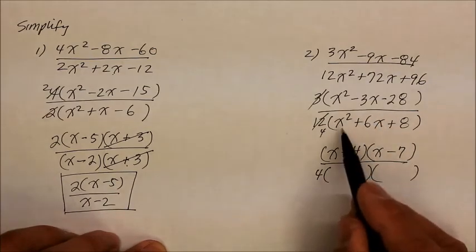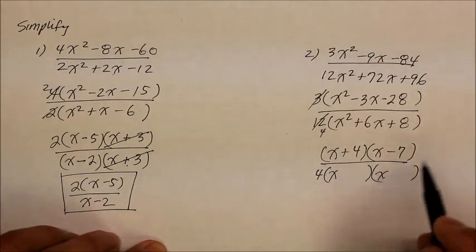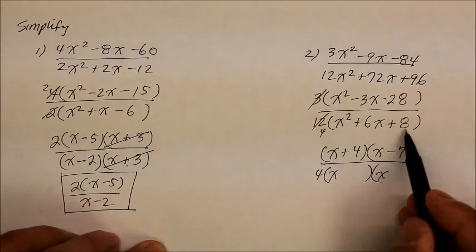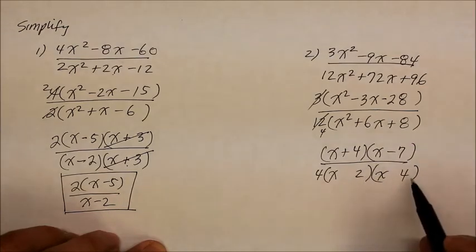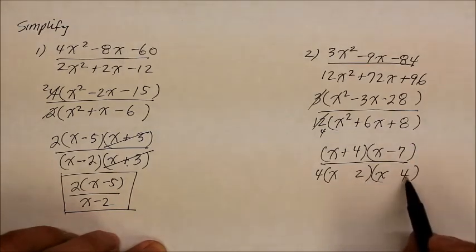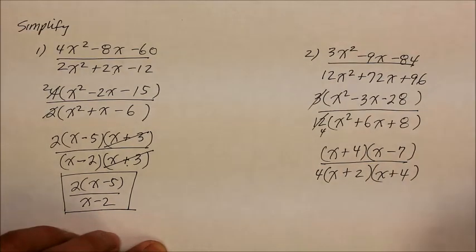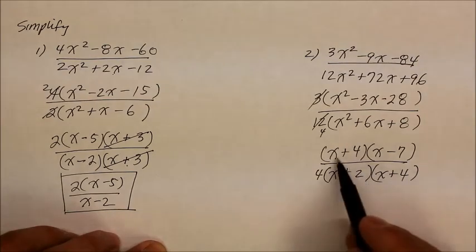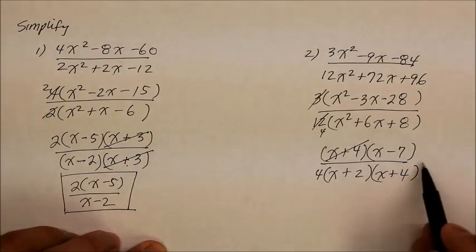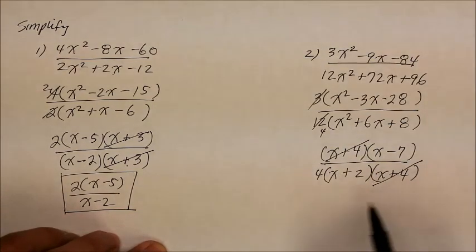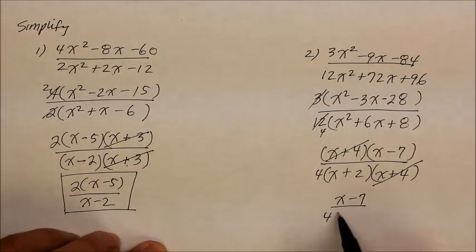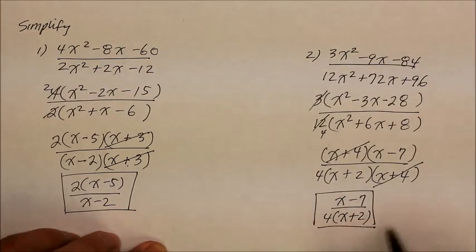Now down here, x and x is x squared. 8 is going to give me 2 times 4. And what must their signs be? If I add them, it becomes positive 6 in the middle, so they both have to be positive. And oh, here it is again: x plus 4 on top cancels out the x plus 4 on the bottom. So what remains is x minus 7 over 4 times the quantity x plus 2. There it is.